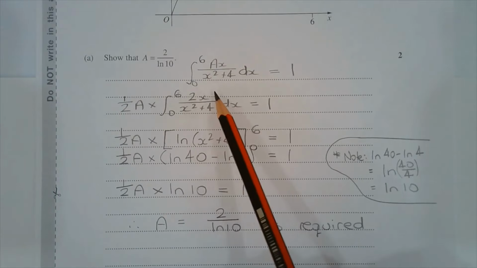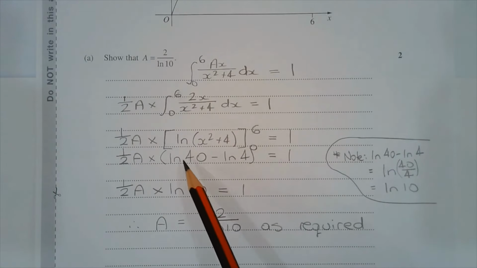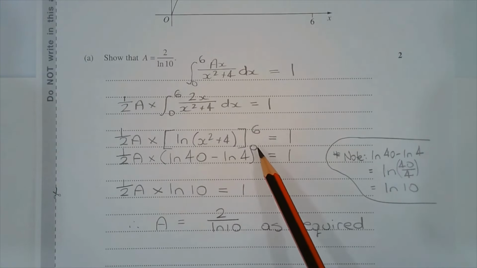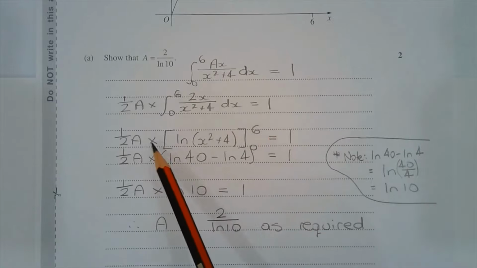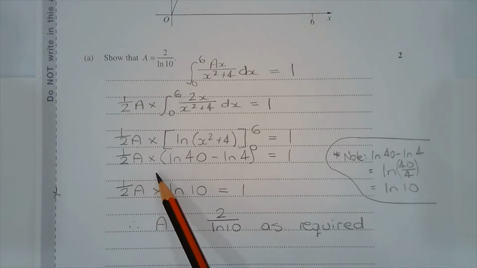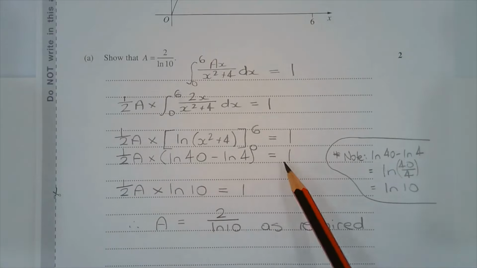Now integrating 2x over x squared plus 4, that's equal to ln of x squared plus 4 from x equals 0 to x equals 6, and multiplying by half a on the outside, that equals 1. Applying the limits of integration, we have half a multiplied by ln of 40 minus ln of 4 equals 1.